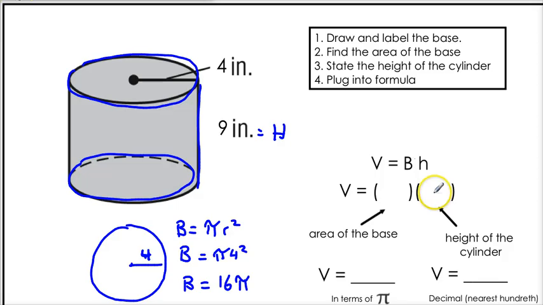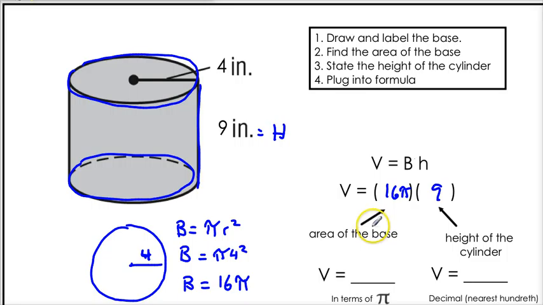So volume is equal to base times height. Our base is 16 pi, and our height is 9. So you might remember this from 9.1. We're going to answer this in two ways. We're going to answer this in terms of pi, which means we don't multiply by pi, and also as a decimal to the nearest hundredth.